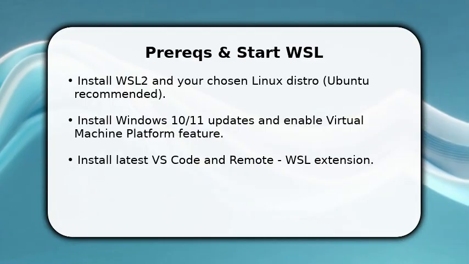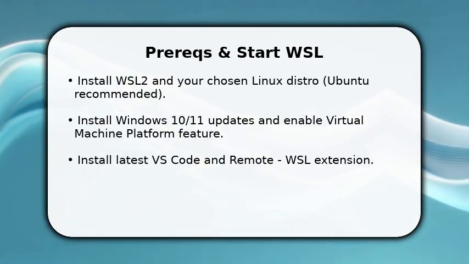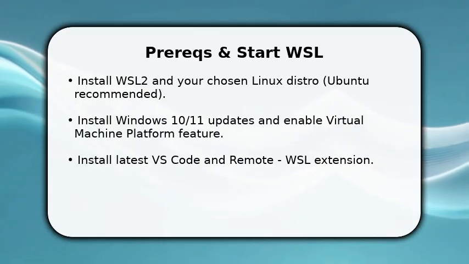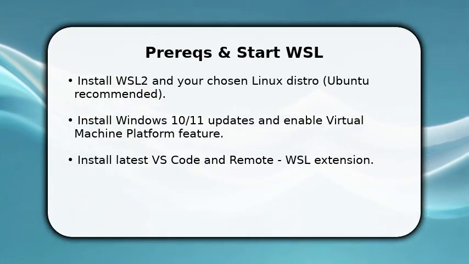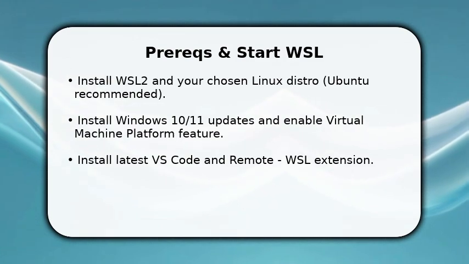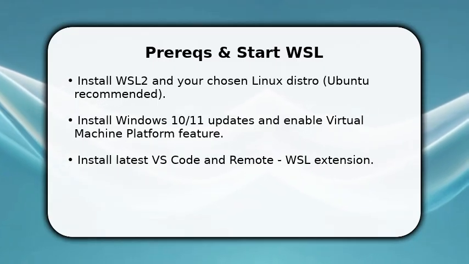Once done, install Visual Studio Code on Windows and add the Remote WSL extension. Make sure the distro runs. Open a Windows terminal and type WSL to confirm a shell. This establishes the base environment, so VS Code can open folders inside WSL rather than on Windows files.